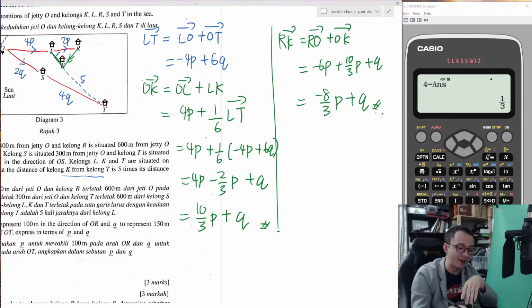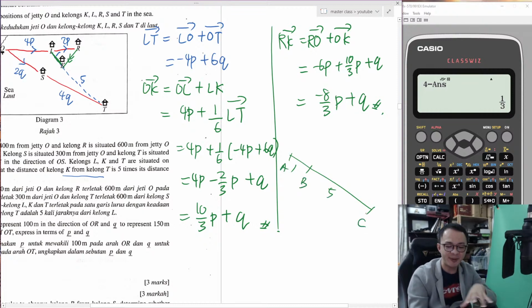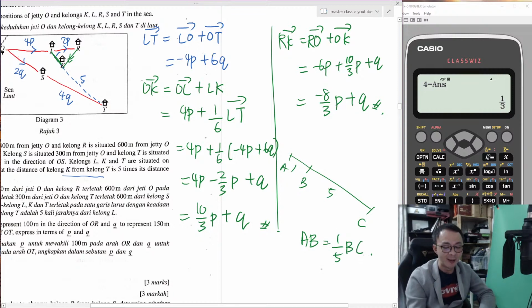It's not 1 over 5 because you can see this is 1, this is 5. If I want to take the whole thing, let's say this is A, B, C. Depends how you want to say. You can say AB is like 1 out of 5 of BC. If you want to do 1 over 5, do like this. But if today I want to use AB, then it's 1 out of 6 of AB. It's not the same. So when you take the ratio, you must be very careful.